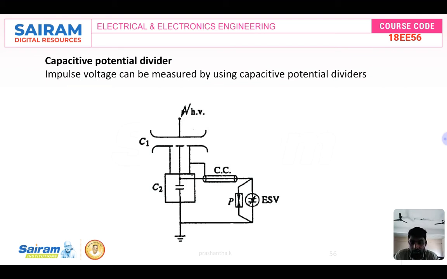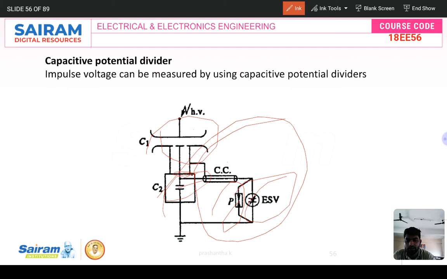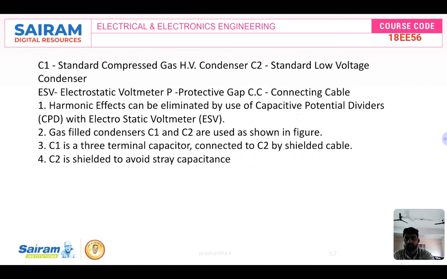Capacitor potential divider: impulse voltage can be measured by using a capacitive potential divider circuit, right? So this is the circuit, C1 and C2, where C1 is the input and C2 the other. See here, a capacitor is connected at the junction, so dividing will be there. So it gives an output as a potential output like this. And this is a safety device. This is the ESP, an indication from the overall circuit. So the capacitive potential divider is this one.